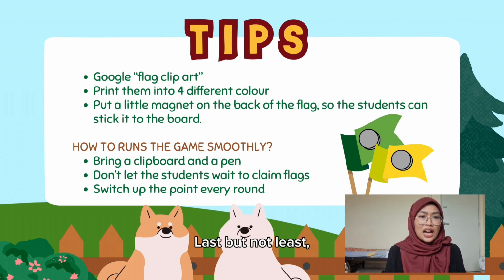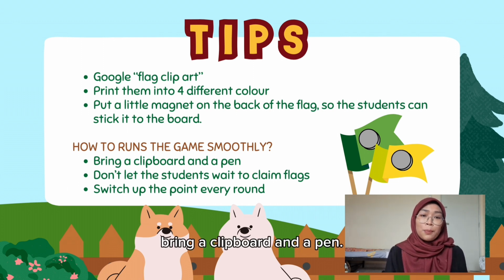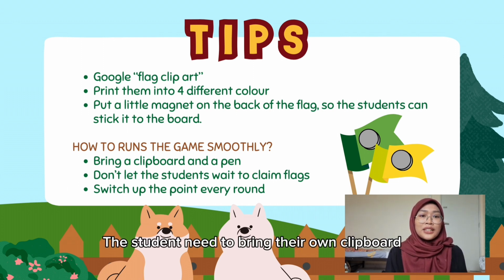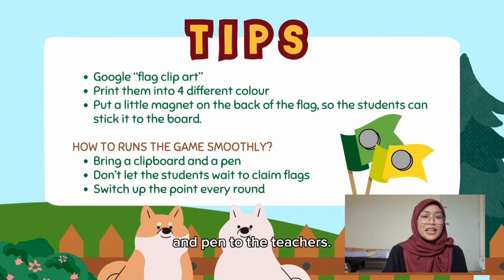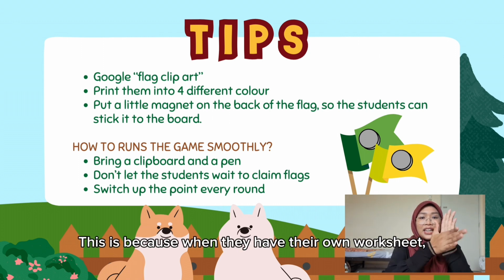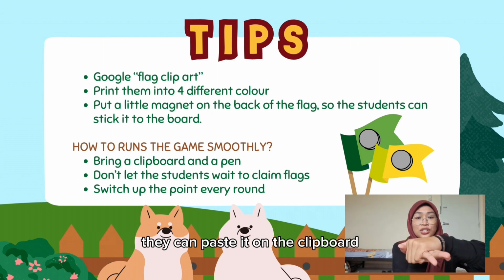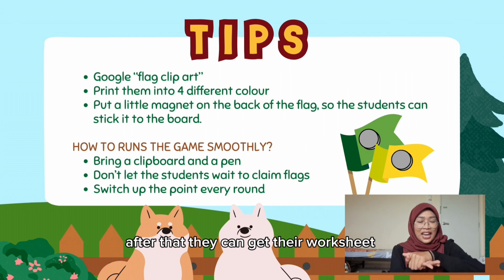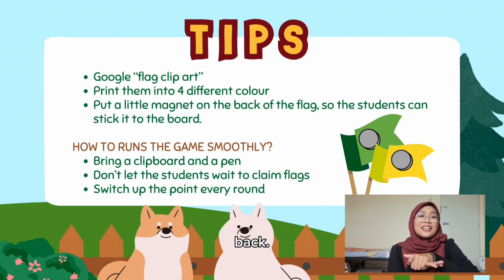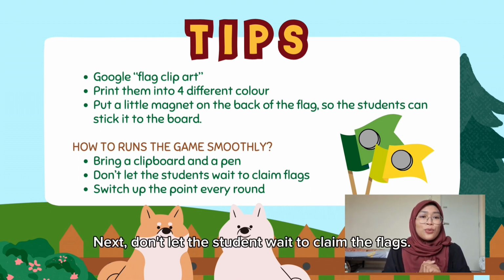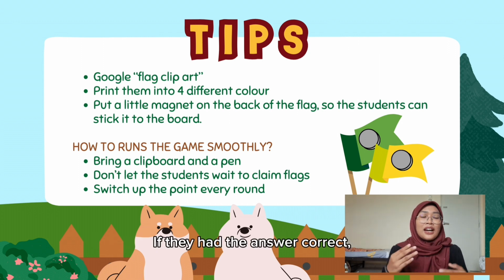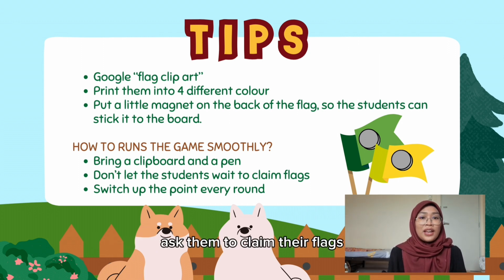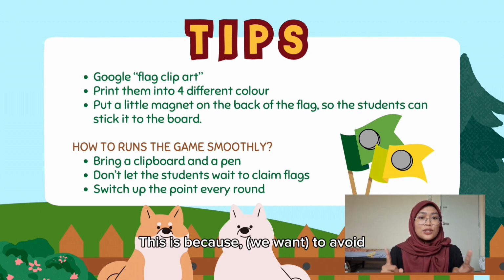Last but not least, how to run the game smoothly. For the first tip, bring a clipboard and a pen. The students need to bring their own clipboard and pen to the teacher. This is because when they have their own worksheet, they can put it on the clipboard and show the teacher. After that, they can get their worksheet back. Next, don't let the students wait to claim the flags. If their answer is correct, ask them to claim their flags on the spot. This is to avoid the students fighting about the flags.